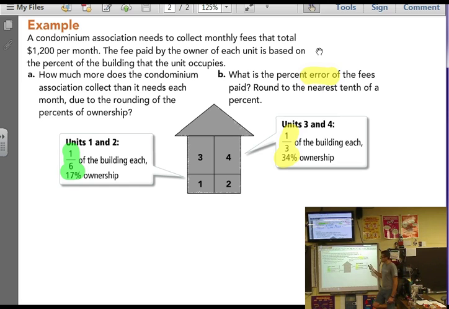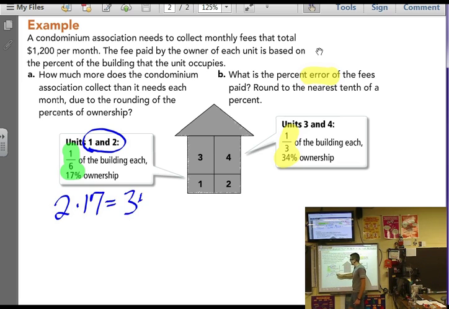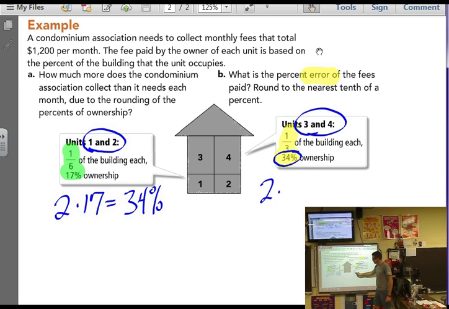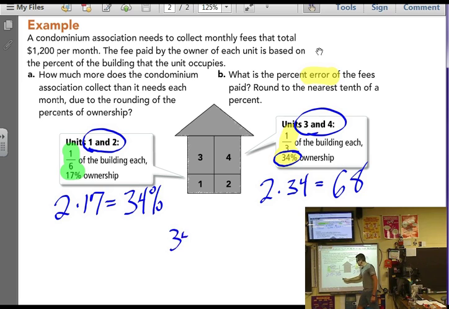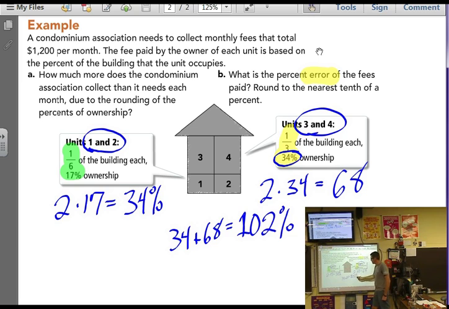So to figure out how much extra, well, I have apartments 1 and 2, so there are 2 apartments each paying 17%. So that, based off them, is 34%. I have 2 apartments, 3 and 4, paying 34% each, and that comes out to be 68%. So if we actually add these together, we are going to get 102%. So they are actually collecting 2% more than what they need to be.